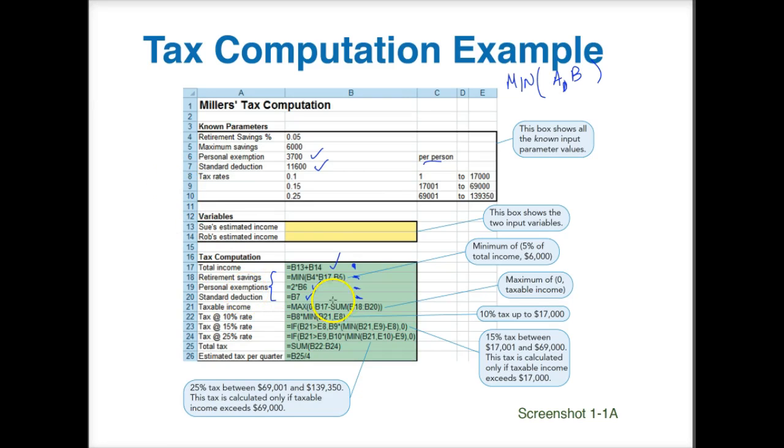Now, of course, if this expression of B17 minus the sum of B18 and B20 was negative, then what we're saying is, for the amount of money that they brought in, along with how much they saved to retire, as well as their personal exemptions and standard deductions, by definition of how the government defines these values, the 3,700 for the personal exemption and the 11,600 for the standard deduction, you'll know that those people are in the negative, which effectively means they pay no tax.